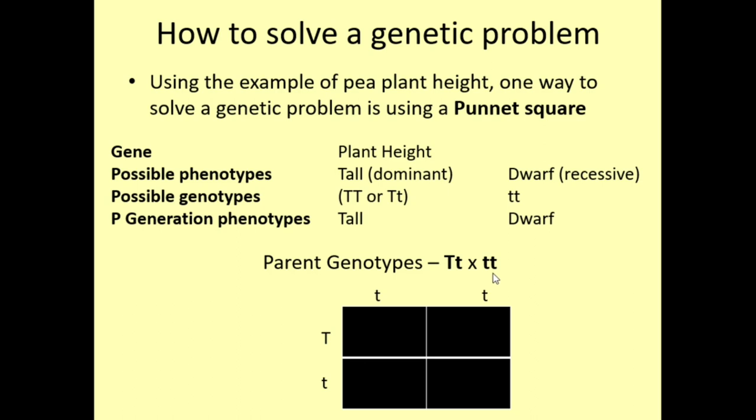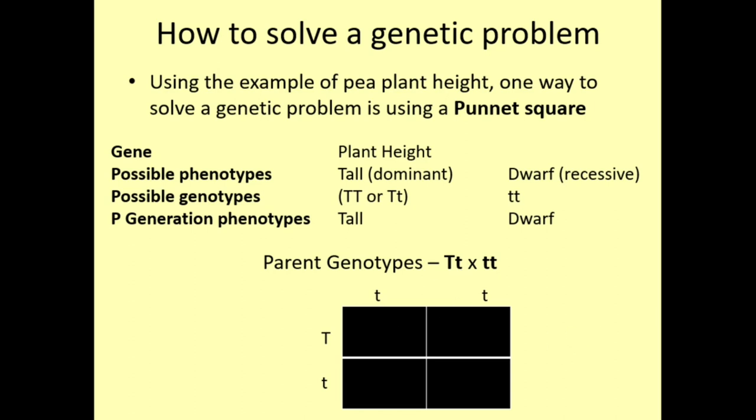And then we take our other parent, and we take the first allele, and we put it here next to this box, and then we take our second allele, and we put it next to this box. It does not matter which parent you put where, so we could just as easily have put this parent down the side, and this parent at the top. It doesn't matter at all.